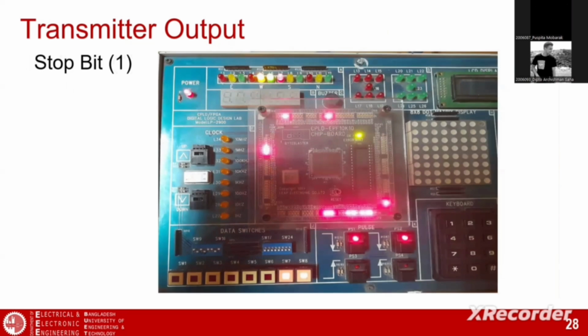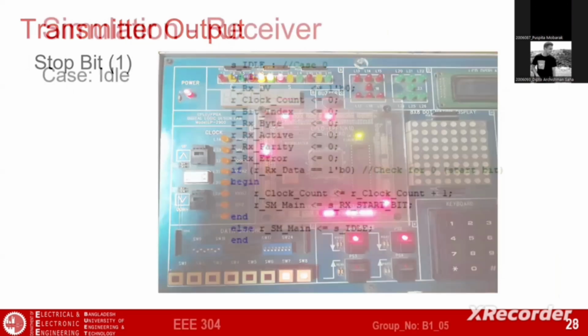The stop bit, so L4 has now become 0 because the system is no more active, and L5 has become 1. That means the process is completed. So here we have shown the transmitter part. Now I'm going to show the receiver part.